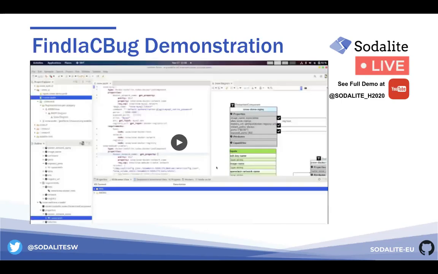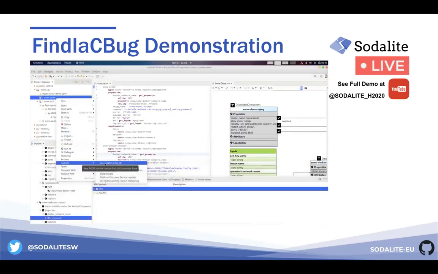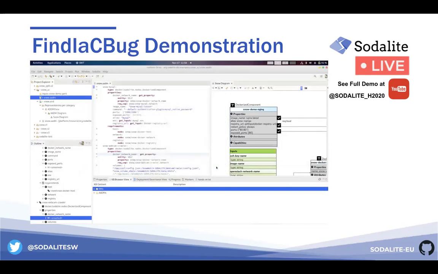To see the FindIaCBug in action, we detect TOSCA smells through the SODALITE IDE. When the model has been saved in the knowledge base, that knowledge base sends the model back to the smell detector and retrieves all the issues detected by this component, combining them with all the issues that can be detected by the knowledge base itself when checking the semantic validity of the model. Then it returns all this information to the IDE, which exposes all those issues to the user at the point that they applied for.